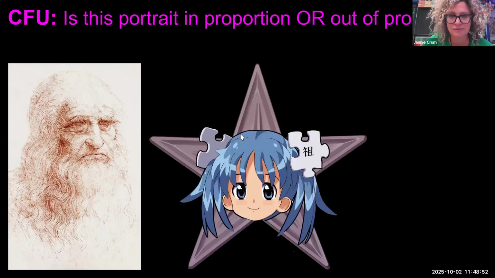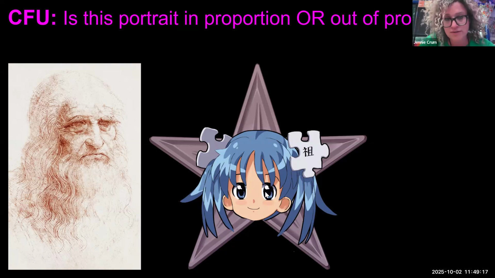Okay, we got some manga slash anime. Is it in proportion or out of proportion? If you thought to yourself, it's out of proportion, because let's look at this. The ears are down at the bottom of her cheeks. That's not where our ears stop, right? They're not down here. They're not up here. They're right in the middle.